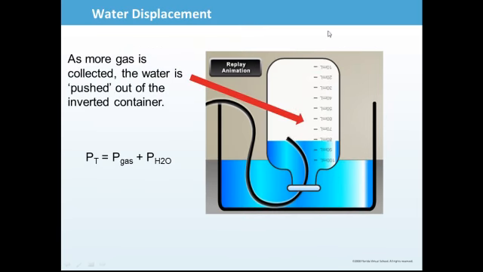And then what we have in this container is the gas that we formed, and we also have water vapor. Because we're collecting our gas over water, some of this water will turn into water vapor. Inside this container, you will have the gas from your reaction and water vapor. So the total pressure inside this container is equal to the pressure of the gas that you created in the reaction plus the pressure of water vapor.